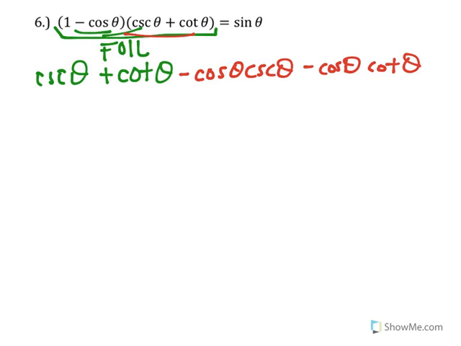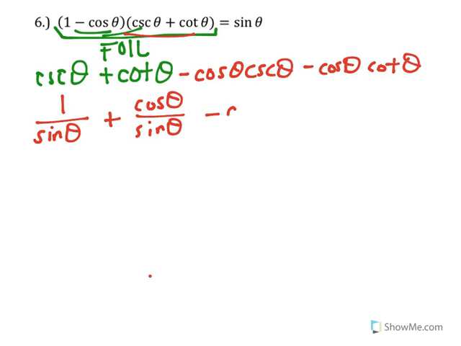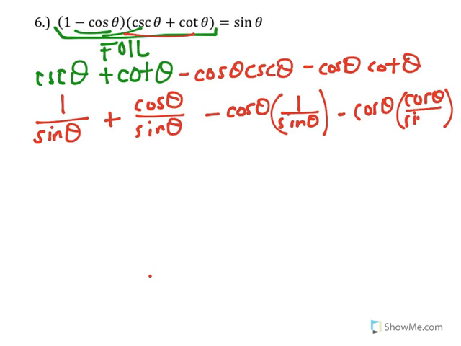Is there anything I can do at all? So the things that are really screaming out to me to clean up, why don't I just put everything in terms of sine and cosine and see what happens? So I have 1 over sine plus cosine of theta over sine theta minus cosine of theta times 1 over sine theta minus cosine of theta, and then cotangent, I'm going to make cosine over sine. Remember, I'm putting everything in terms of sine and cosine.